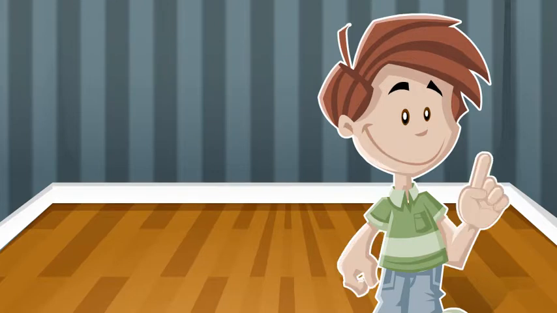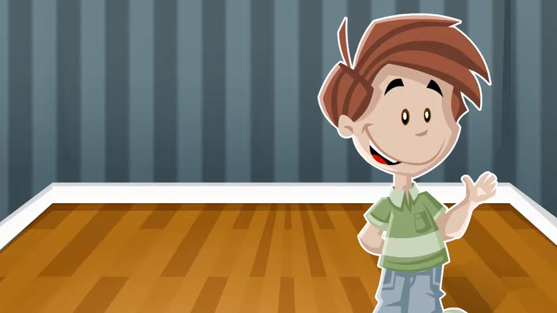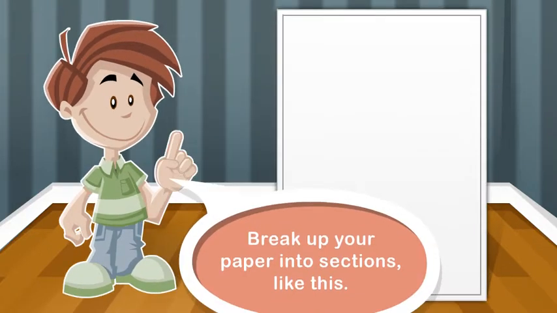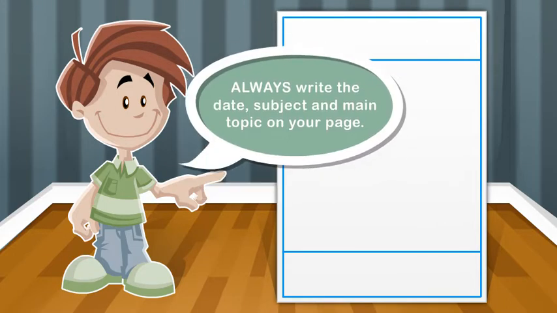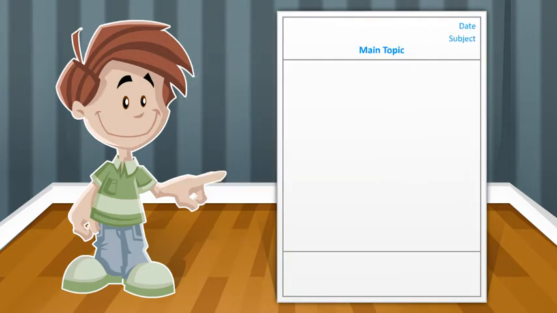So, now that you know what cues to look for and how to abbreviate, let's talk about how to take notes efficiently. First things first, break up your paper into sections like this. Now remember to always head your paper. Write the date, subject, and main topic on your page before you start taking notes for that class.